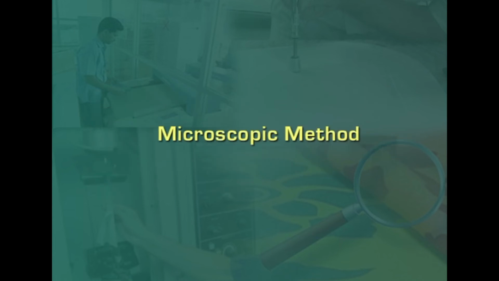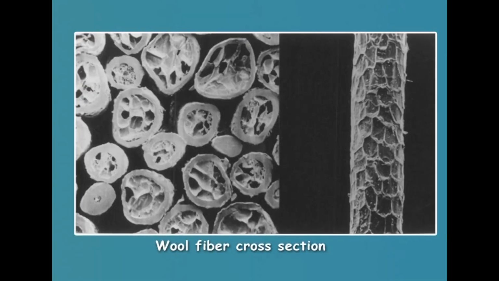Now, let us have a look at the microscopic method. In this method, fibers are mounted on the microscope and the diameter is measured after magnification. The fibers which are not circular in nature cannot be measured by this method. For man-made fibers which have circular cross section such as polyester and nylon, this method might be applied. For wool, this method is used widely.